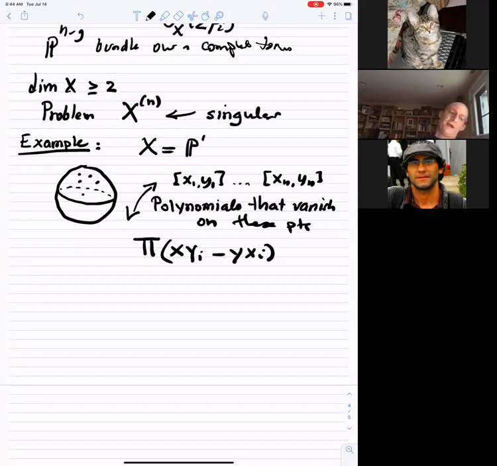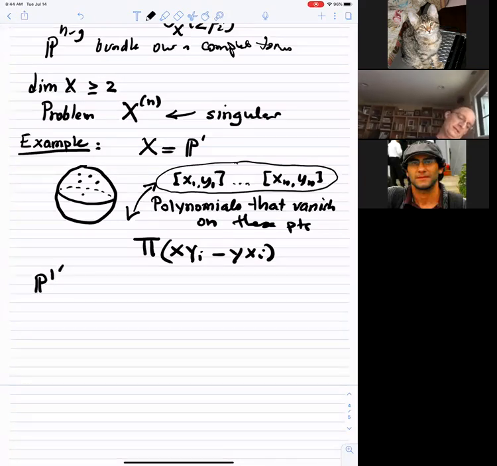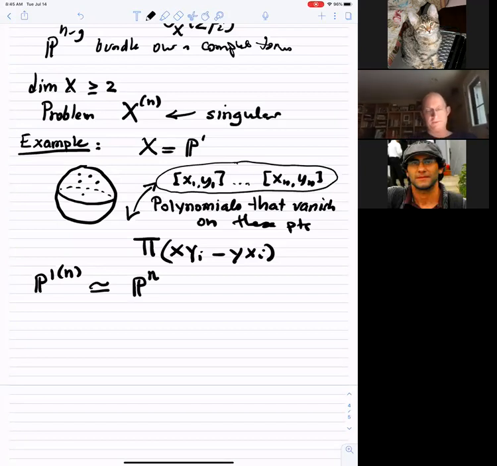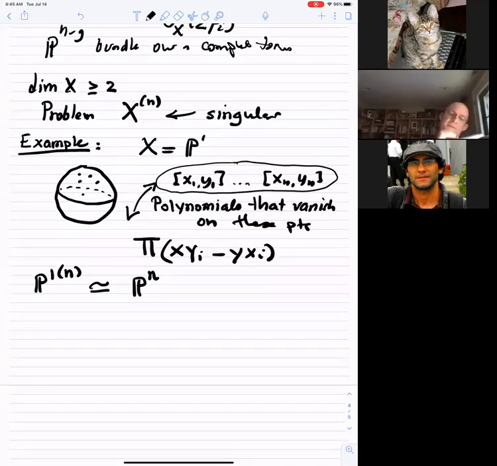Okay, so instead of parameterizing the n points by the symmetric n product, we can parameterize this by the coefficients of the polynomial, right? So this is really saying that the n-th symmetric product of P1 is nothing other than projective n-space, given by the coefficients of this polynomial of degree n up to scaling, okay? But now you can take this further, and instead of thinking about points on the space X, you can think of the ideals of polynomials that vanish on those points.